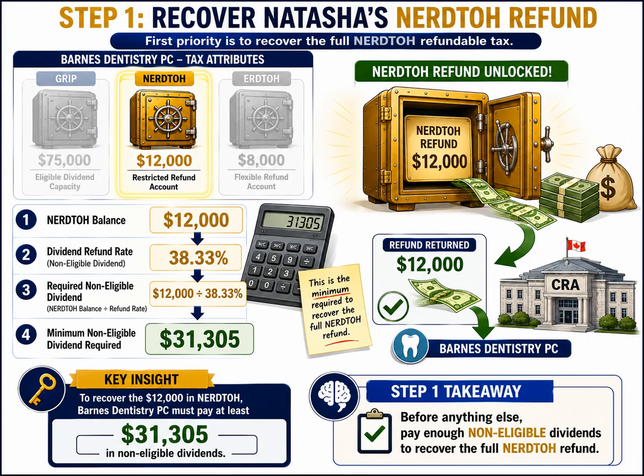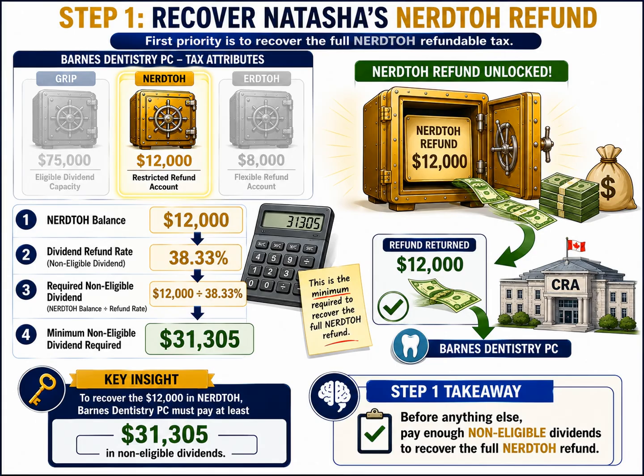NERDTOH's corporation has a NERDTOH balance of $12,000. Remember what NERDTOH represents. It is refundable tax that has already been paid to the Canada Revenue Agency. The corporation can recover this tax, but only if it pays enough non-eligible dividends. This is why NERDTOH always becomes the starting point of the dividend planning process. The next question is, how much non-eligible dividend must be paid to unlock the entire $12,000 refund?